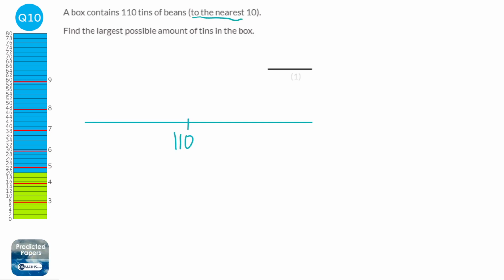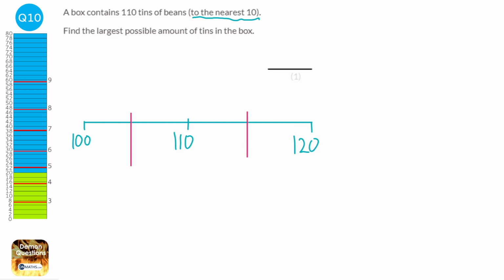It says to the nearest 10, so the next one down would be 100, and the next one up would be 120. Now we're interested in the cutoff, and the cutoff point is between the two numbers. Okay, so that's the cutoff point. If it goes above that cutoff point, it would have rounded to the next number up. So if the number was here, it would round to 120.